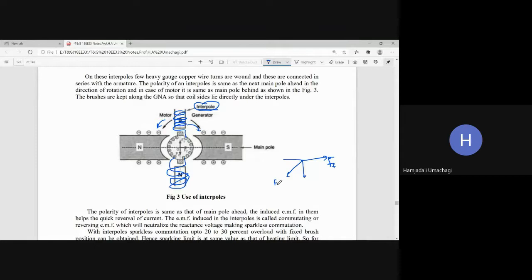FAR. This FAR has how many components? Two components. One is demagnetizing, which means it will be completely opposing the FF. And this is my cross magnetizing component, Fc. The resultant of the demagnetizing effect and the cross magnetizing effect is the armature reaction.